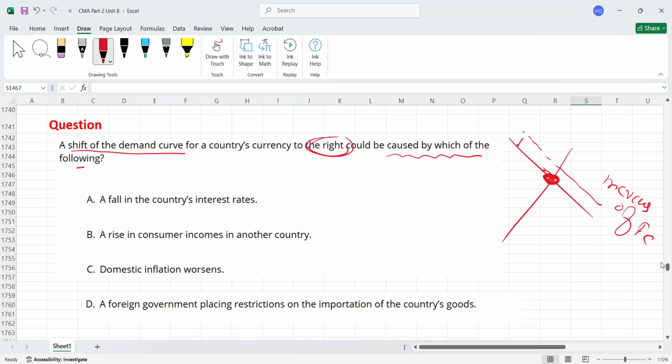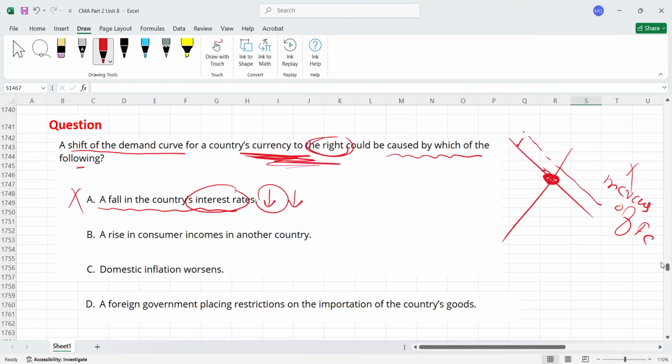Number one, a fall in the country's interest rate. If that country's interest rate decreases, demand should decrease, not increase. So this is not the option. As I gave you the example, if the USA reduces the interest rate, no one will invest. But if the USA increases the interest rate, everyone will invest there. So US dollar demand will be there. A fall in interest rate means a decrease in demand, not an increase. But here demand has increased in the question. So this is not the option.